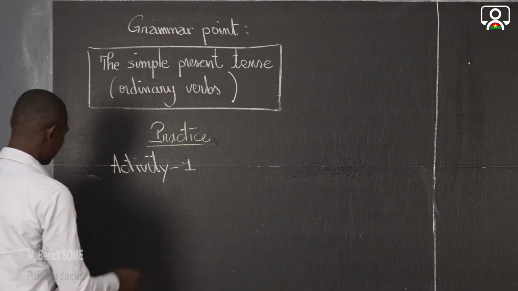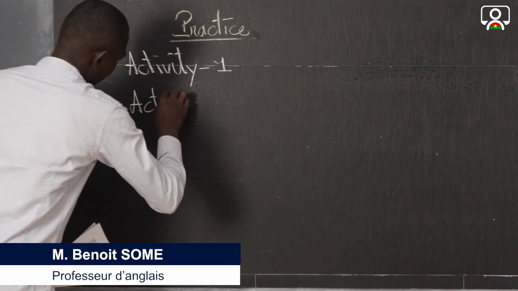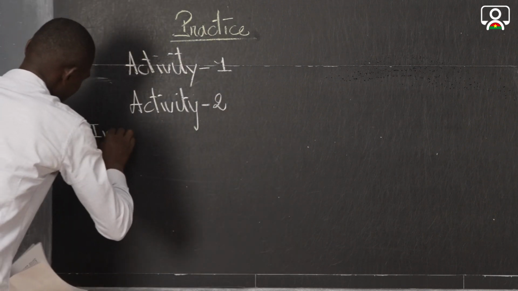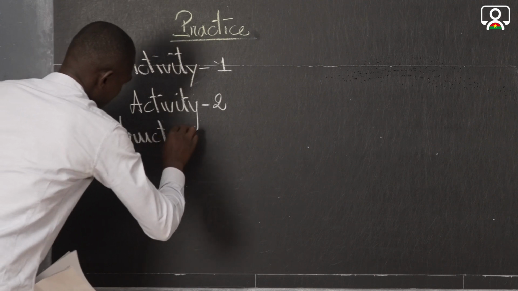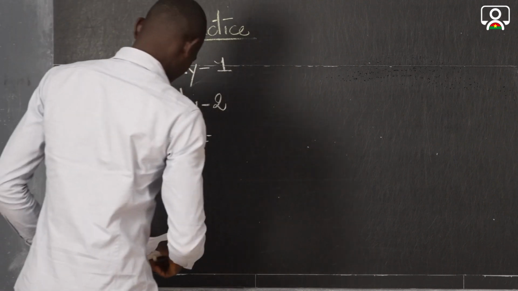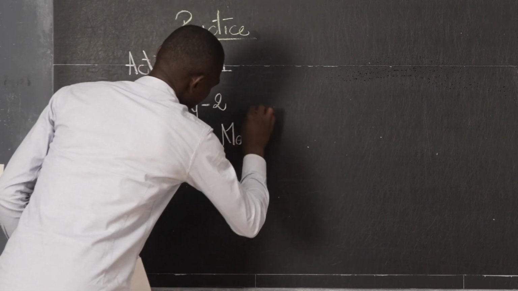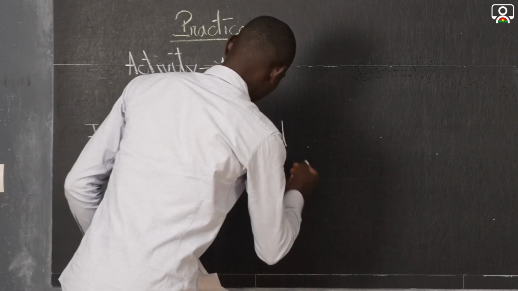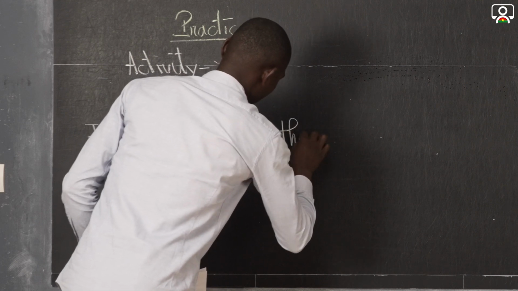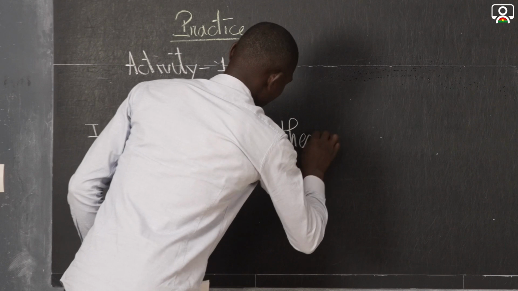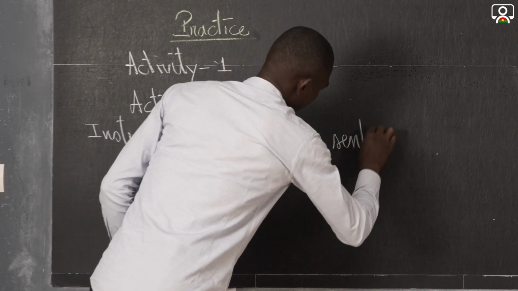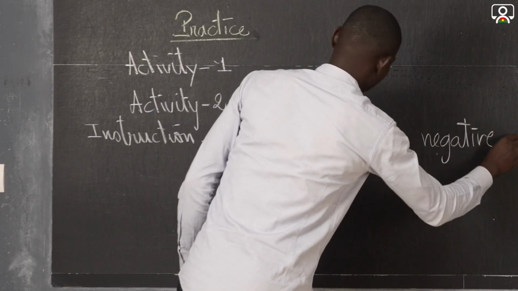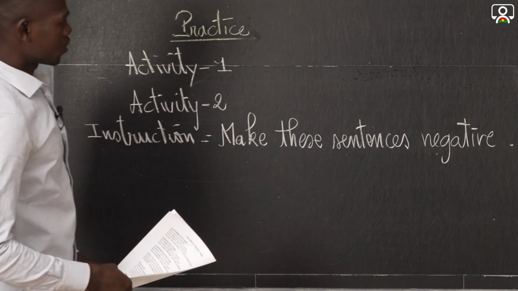Activity number 2. Instruction: Make these sentences negative.